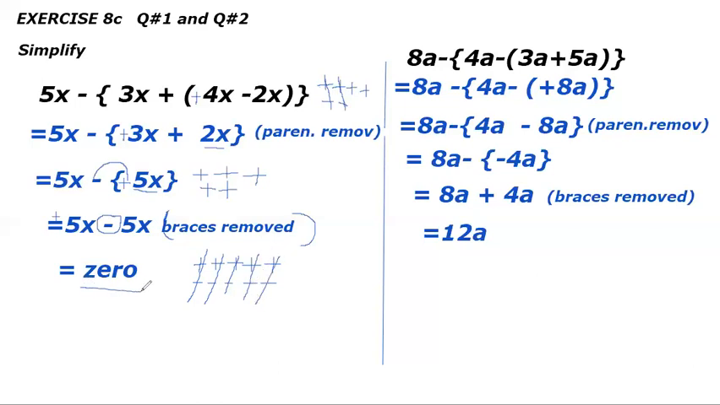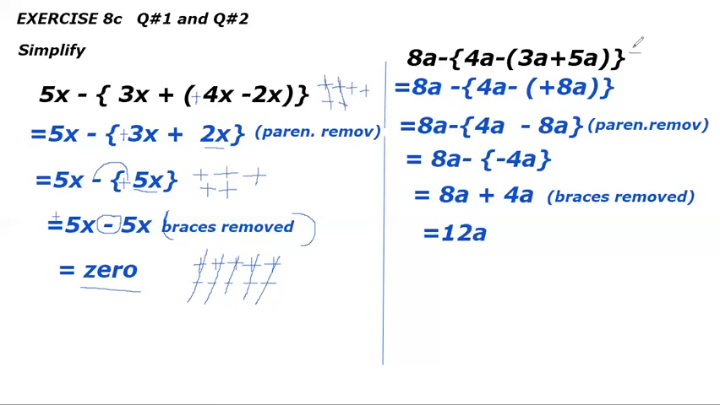Its answer is 0. Next question is 8x minus braces 4x minus 4a minus parenthesis 3a plus 5a parenthesis and braces closed. In the first step, we will solve the parentheses. You can see inside the parenthesis is 3a plus 5a. It gives us a positive 8a. I will show you how.